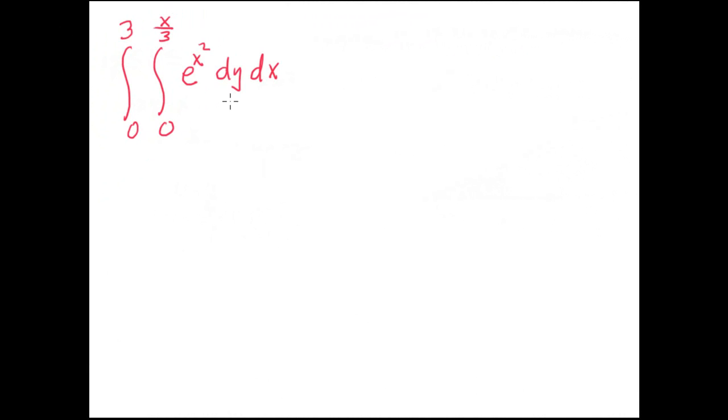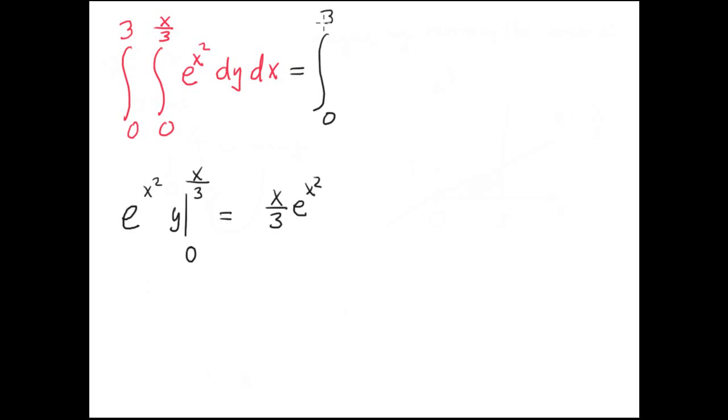Okay, it's easy because the first layer of the integration is with respect to dy, therefore this is a constant, so you put it outside. And the integral of dy is y, evaluated between 0 and x over 3. So basically it is x over 3 e to the x squared. Now the second layer, from 0 to 3, is x over 3 e to the x squared dx.